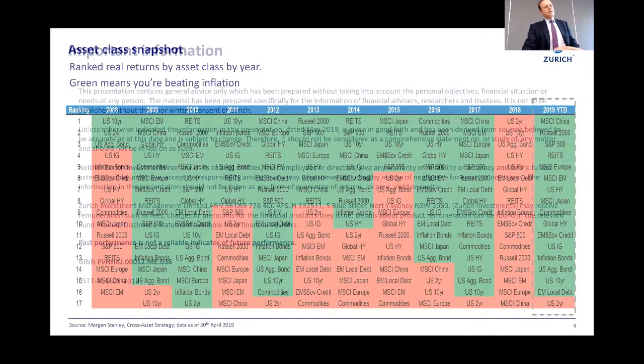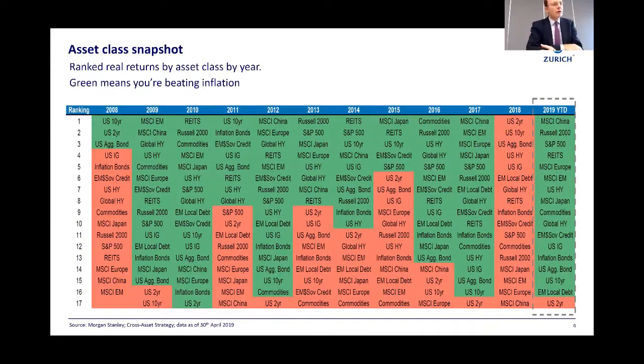So perhaps just before we look forward, it's worth having a look at where we've come from. And this slide here, I think, is incredibly useful in terms of giving you an asset class snapshot. These are ranked by real returns, and quite simply, if it's green, it means that you're beating inflation, and if it's red, it means that you're underwater.